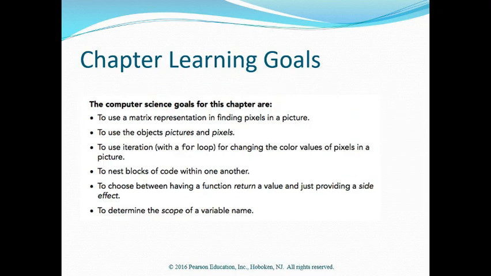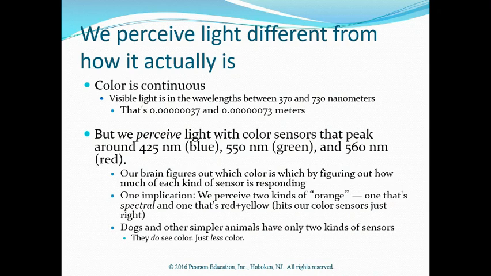The computer science goals for this chapter are to use a matrix representation to find pixels in a picture, to use the objects pictures and pixels, to use iteration with a for loop for changing the color values of pixels in a picture, to nest blocks of code within one another, to choose between having a function return a value and just providing a side effect, and to determine the scope of a variable name.